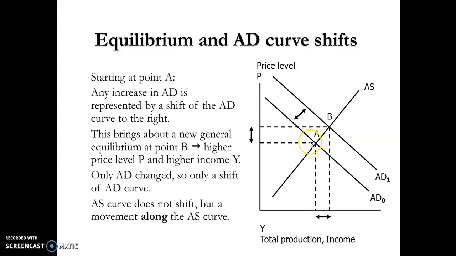So at A, we would have had a particular general price level and total production Y. But as a result of a shift to the right and increase in aggregate demand, we now find ourselves at a new general equilibrium point B at a higher price level and a higher income level Y. So only the aggregate demand curve changed, and this was represented by a shift to the right. There was a movement along your aggregate supply curve.